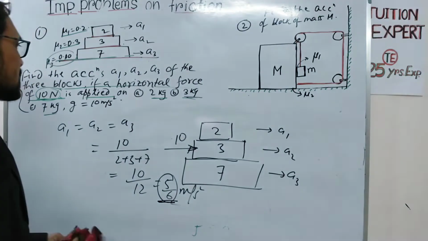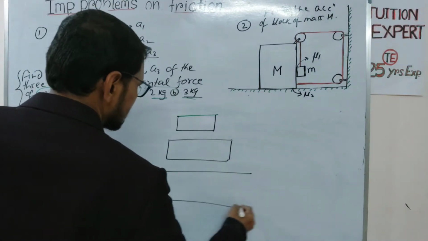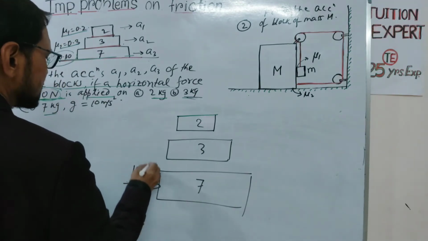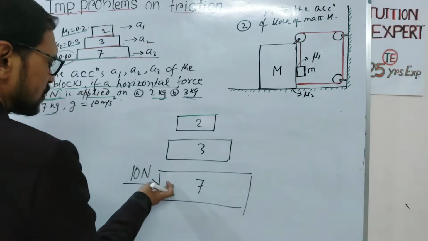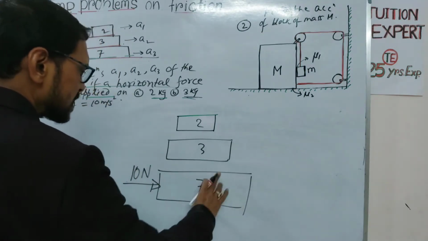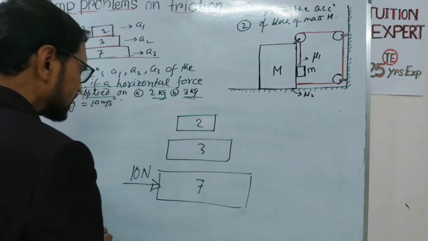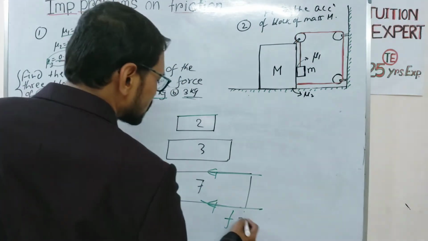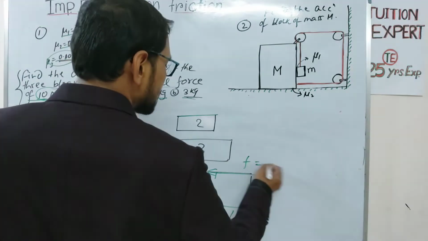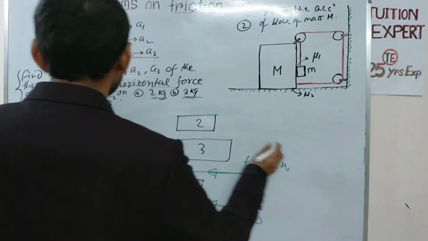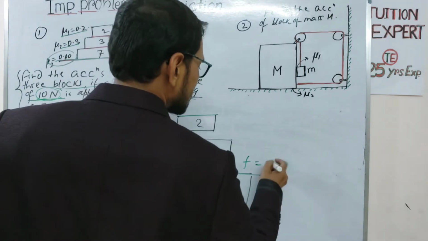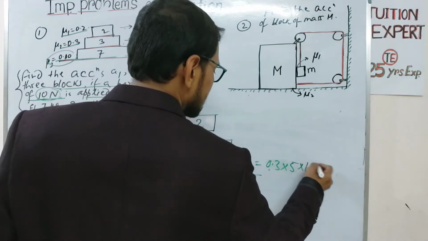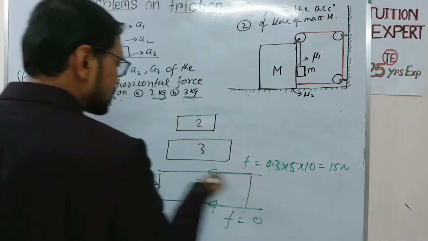Now the third case, if the 10 Newton force acts on the 7 kg block, in this direction. So when the 10 Newton is applied on this 7 kg, it tries to move first. Now the friction force acts. This is smooth, so here no friction comes, but here friction is mu mg. We calculate this mu mg: 0.3 into m, the total mass 3 plus 2, which is 5, into g 10, that is 15 Newton. So 15 Newton acts in this direction.